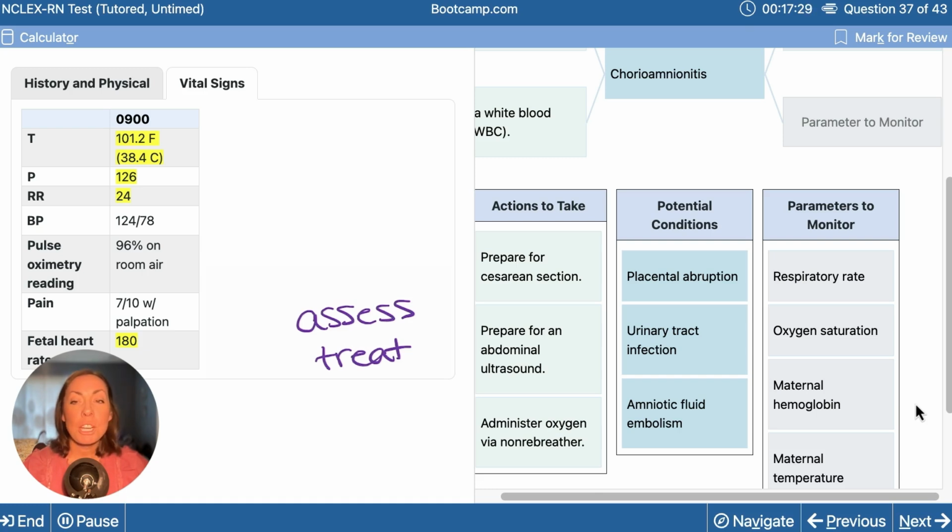So our last option here is maternal temperature. We definitely want to watch this, right? We want to make sure that the antibiotics are doing their job and that we are improving her infection status.